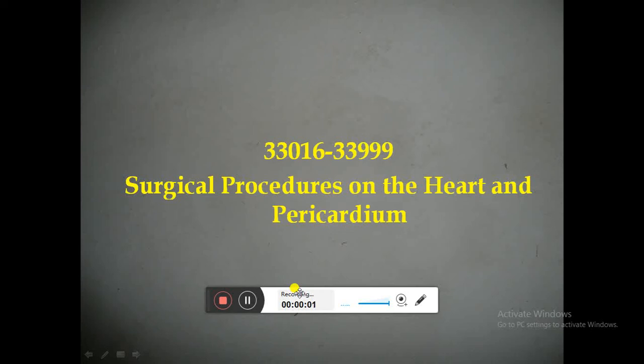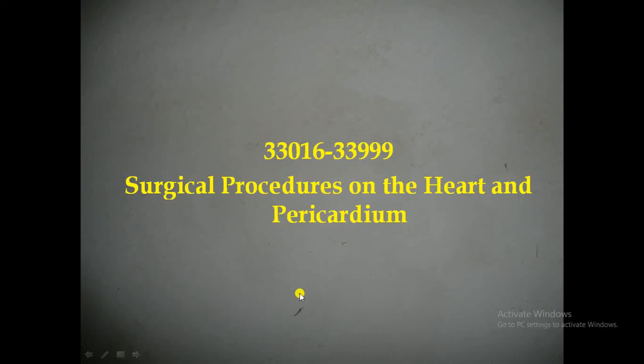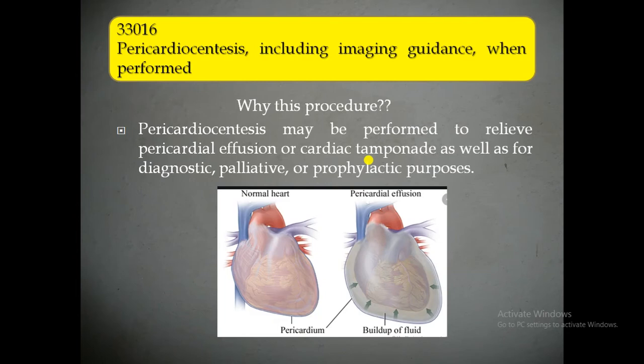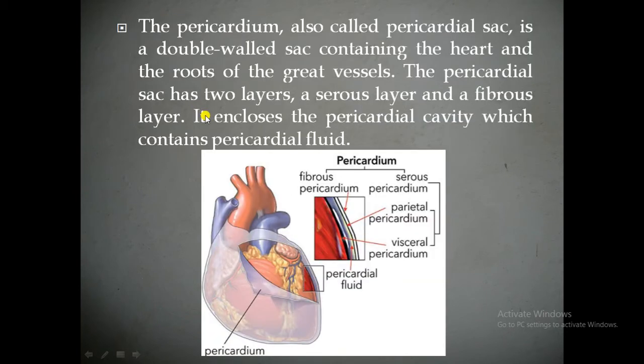Hi everyone, in this session I am going to explain one of the surgical procedures on the pericardium. Any surgical procedures performed on the heart and the pericardium, we have to code in the CPT code range of 33016 to 33999. We'll see one of the surgical procedures on the pericardium, that is pericardiocentesis, including imaging guidance when performed, and the CPT code is 33016. So what is this pericardium?